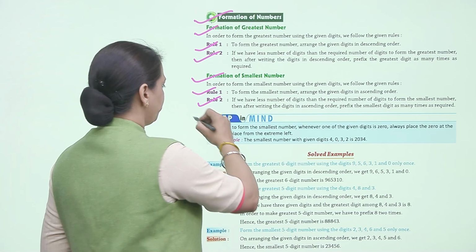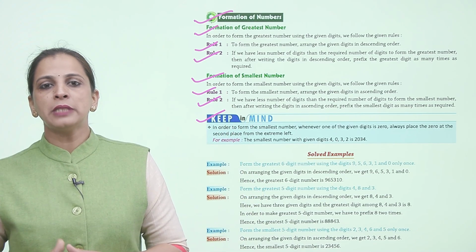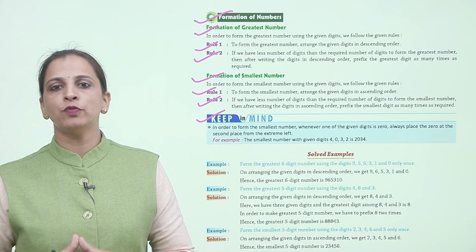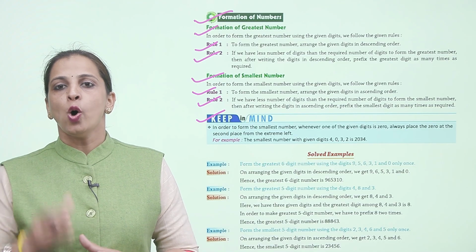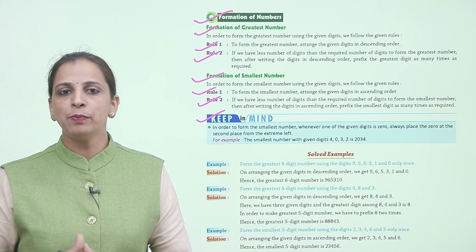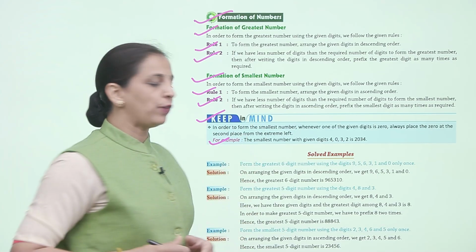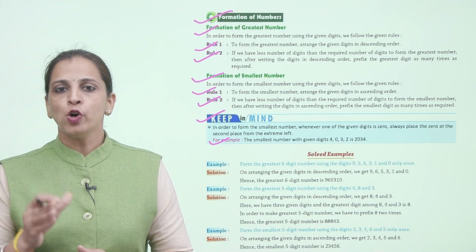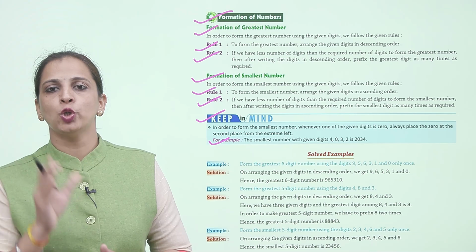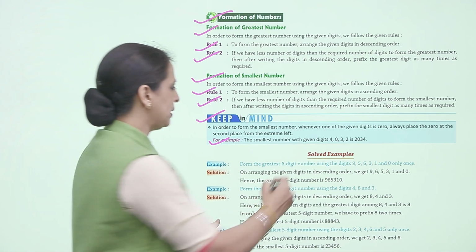Keep in mind. In order to form the smallest number, whenever one of the digits is 0, always place the 0 at the second place from the extreme left. For example, the smallest number with given digits 4032 is 2034. Now, solved examples.